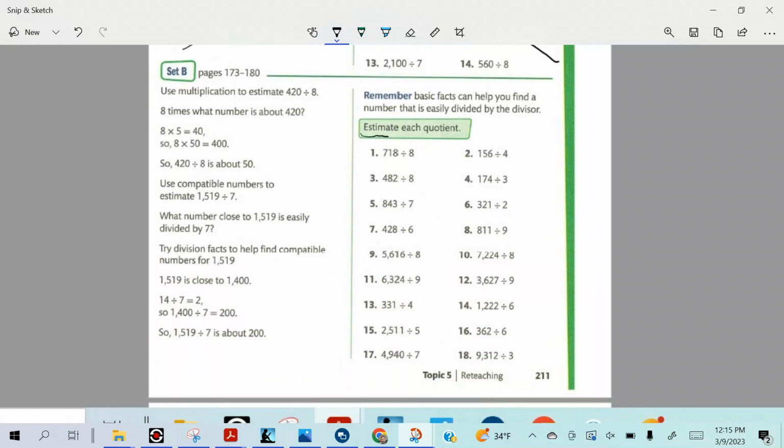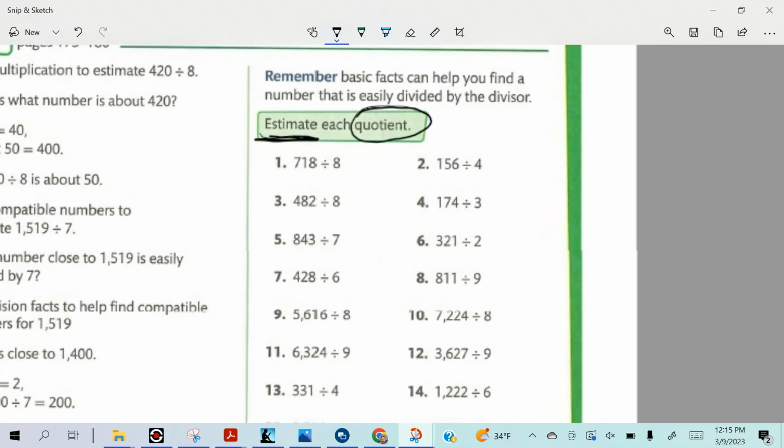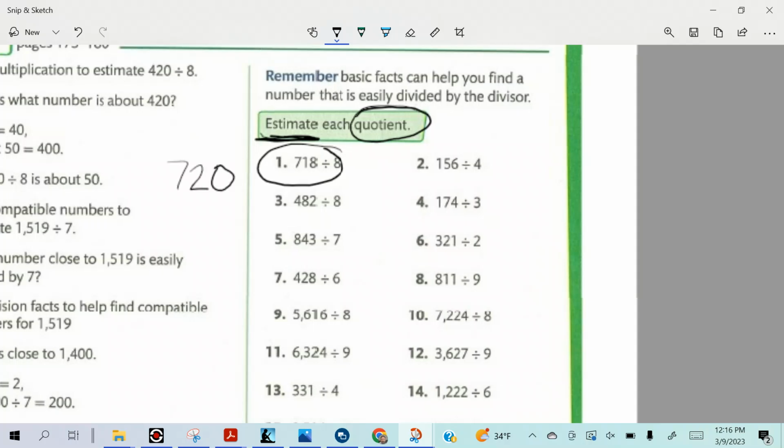We know that when we estimate, we are finding an about answer, and a quotient is the answer to a division problem. So if you're finding an about answer for your quotient, if we look at number 1 for an example, 718 divided by 8. If you say, okay, well, 718 is about 720, 720 divided by 8 is going to give you about 90. So that's how you would solve these problems.